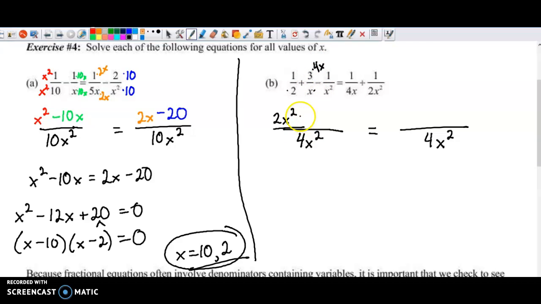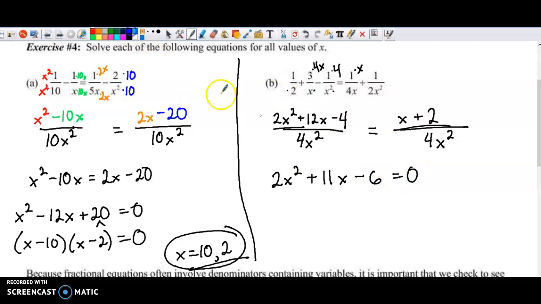So 3 times 4 would be 12x. And then this last one, I just have to multiply by 4. Well, 1 times 4 is 4. Same thing with this next one. I have to multiply 4x by x. And then 2x squared, I have to multiply by 2. And then at this point, the denominators are the same, so the numerators must be the same. So what I would do is just subtract 1x over, 12x minus 1x would be 11x. And have to subtract 2 over, so it would be negative 6 equals 0.